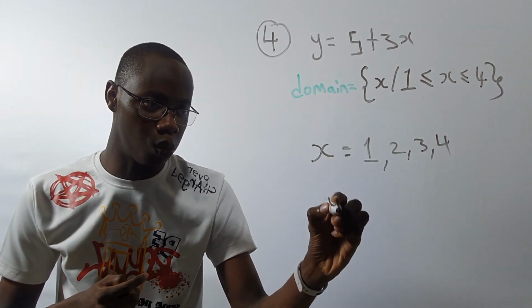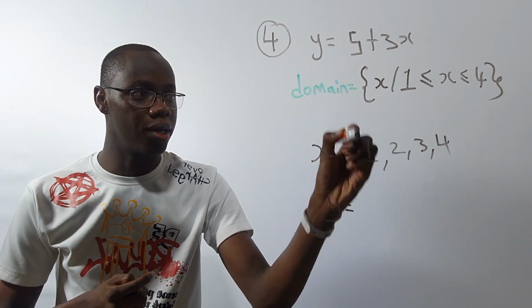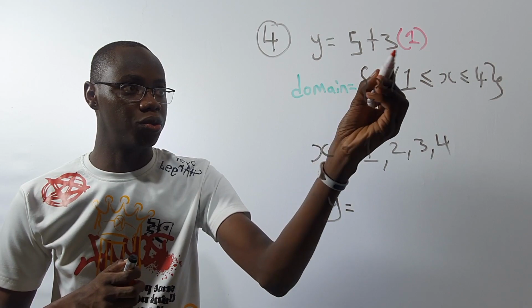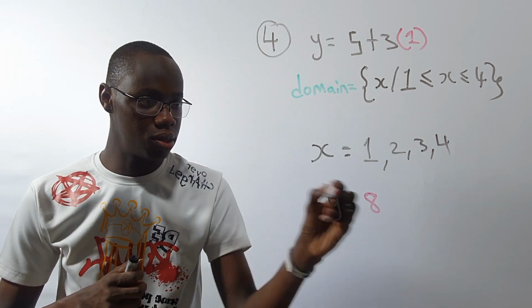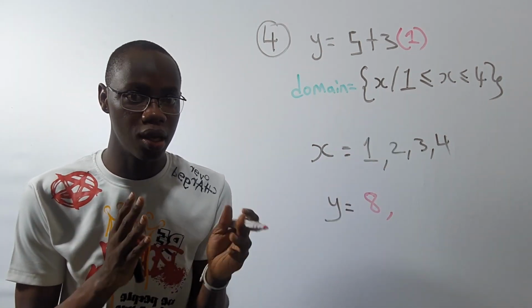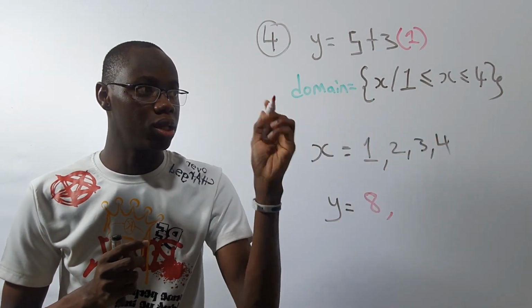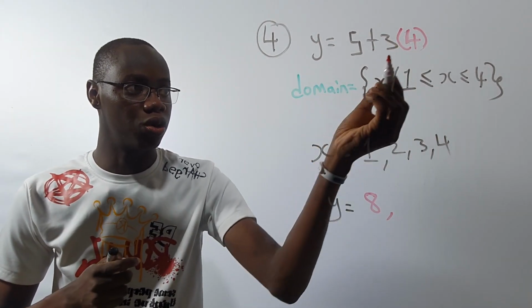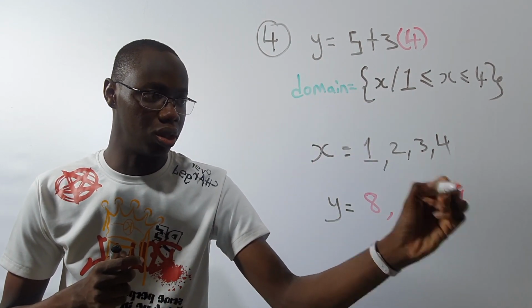Okay, but what is the y? What is the range that we are mapping out? So let's put it inside here. When x is 1, what is y? So y will be 3 plus 5. What's 3 plus 5? It is 8, right? 8, comma. So we don't have to try everything because it can be really long. Let's just take the first and the last, 1 and 4. So let's take this 4. When x is 4, 3 times 4 is 12, and 12 plus 5 is 17. So we have 17, like this.